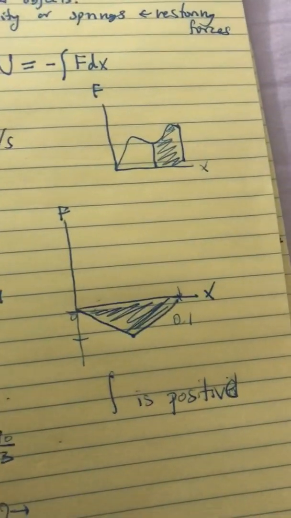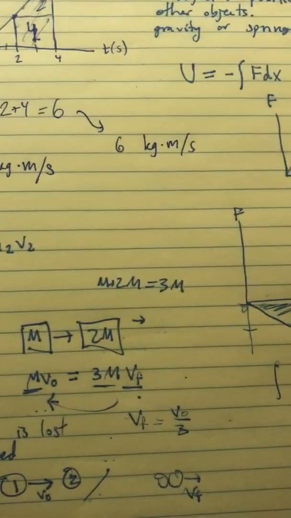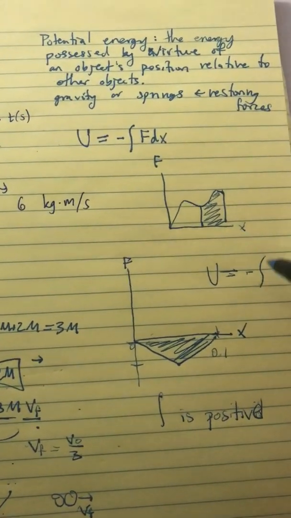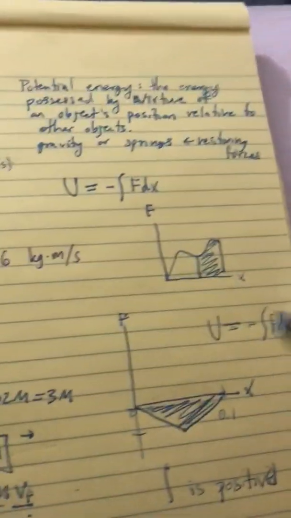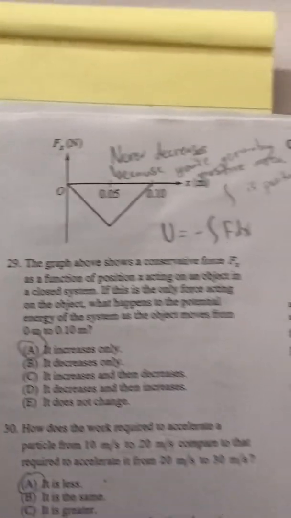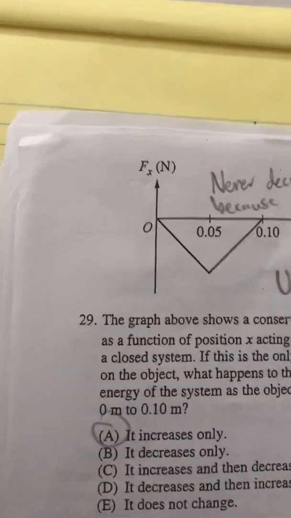So now the final thing we're going to talk about is just to review that you can also just remember the potential energy is the negative integral of F dx. So we see that the integral and the amount of area is always increasing. Now we can take a look at our answers, and we see that it increases only, and area can only increase and can't be negative. So we know that A is going to be our correct answer choice.